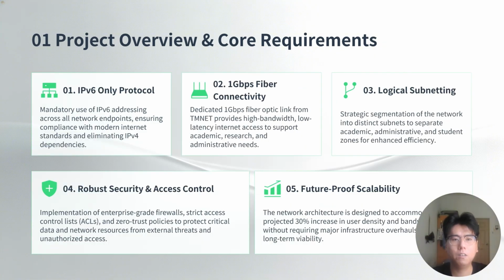Now, let's go through our core requirements. To begin with, the network shall run exclusively on the IPv6 protocol. Secondly, internet access will be provided by a 1 Gbps fiber uplink. Thirdly, logical IPv6 subnetting is adopted to isolate traffic across different campus zones. Fourth, comprehensive security policies and strict access control are compulsory. Last of all, the design is future-proof, capable of accommodating a 30% growth in the number of campus users.